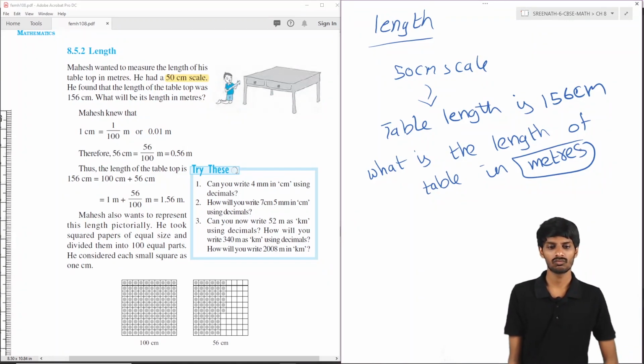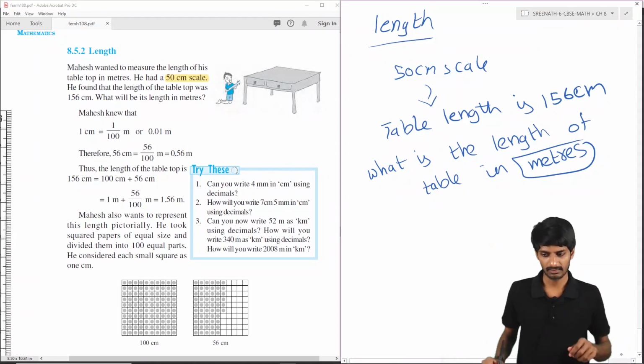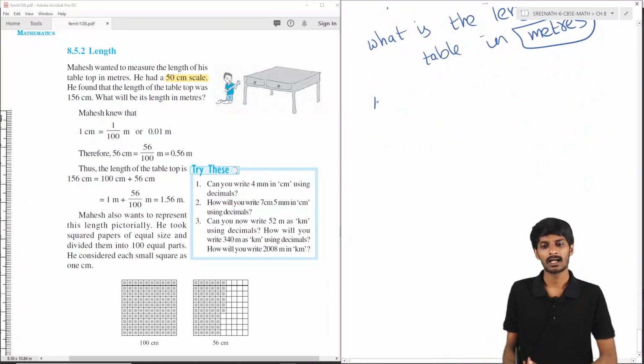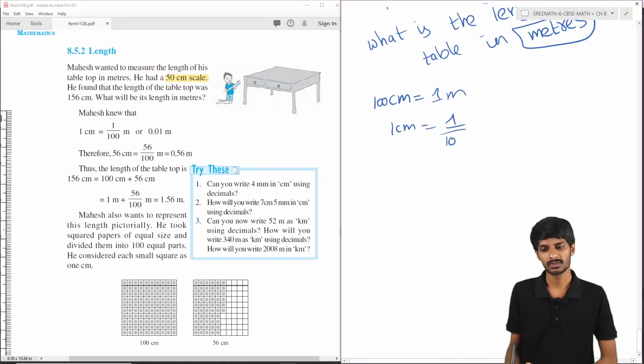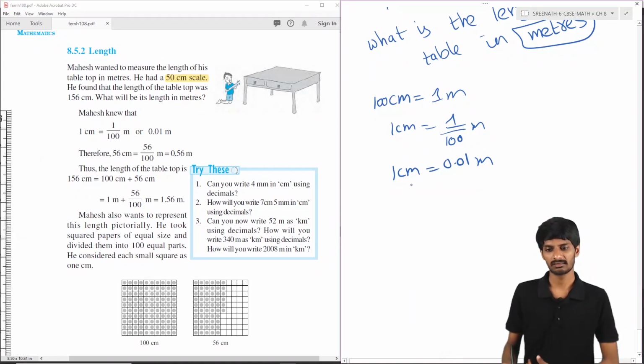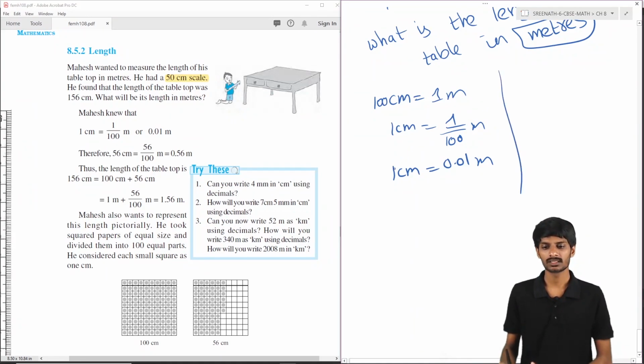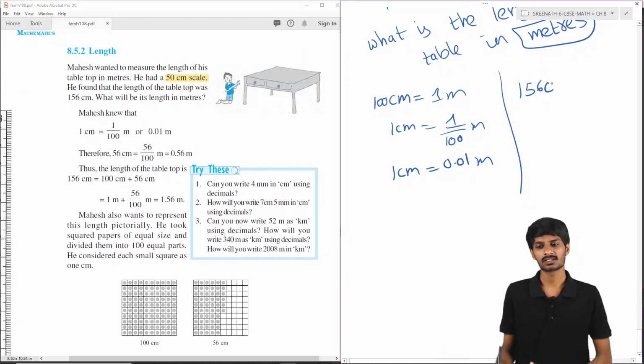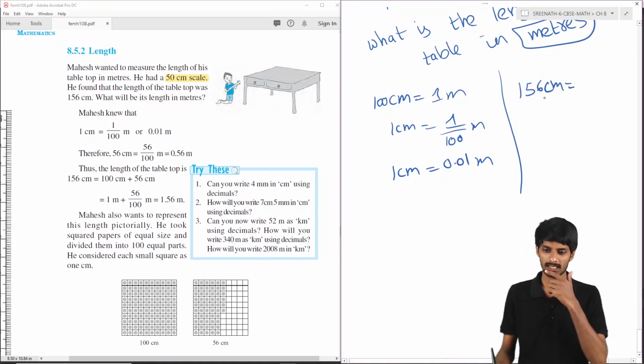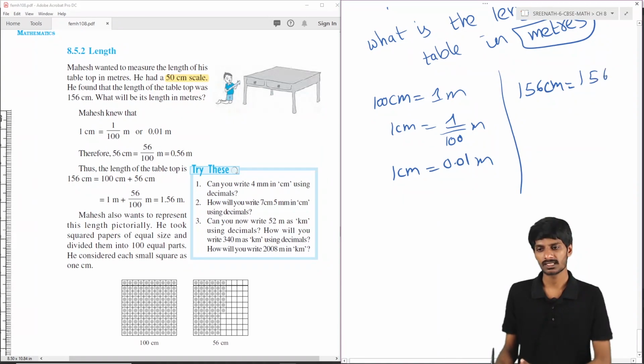One thing we already know previously is that 100 centimeters is equal to 1 meter, and 1 centimeter is equal to 1 by 100 meters, that is 0.01 meters. This knowledge we know previously. So according to it, 156 centimeters means how much? That is 156 divided by 100 meters.